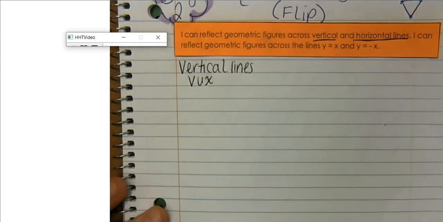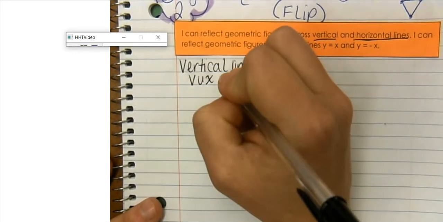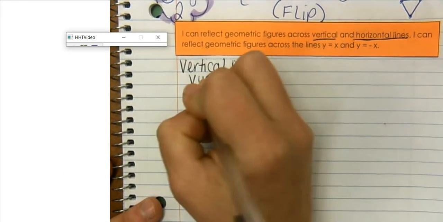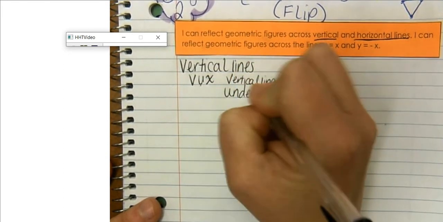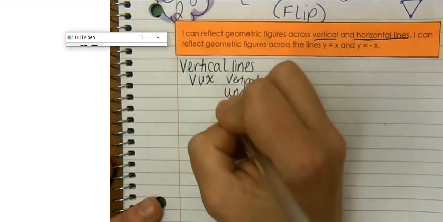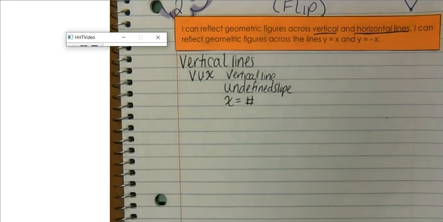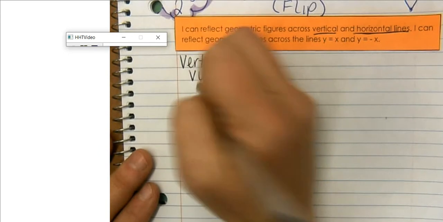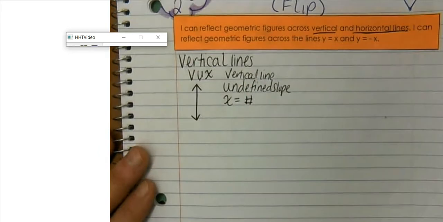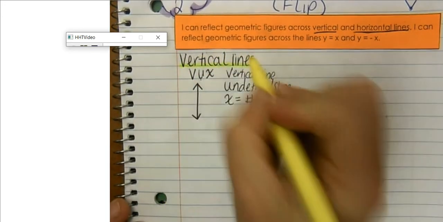And VUX says this: V represents the word vertical line. U represents undefined slope. And X equals a number is the equation for vertical lines. So what you're going to see is X equals a number, and when you graph it, it will be a vertical line. So this is the information that you absolutely need to know about vertical lines.